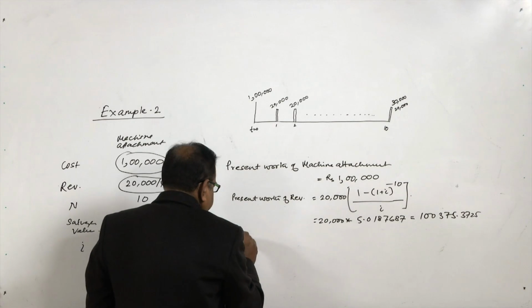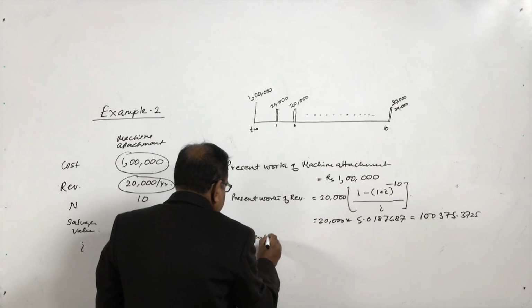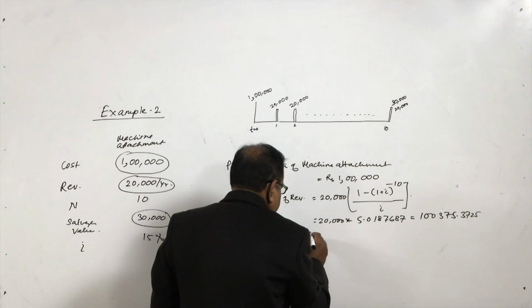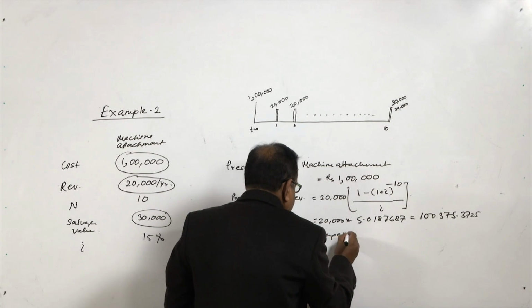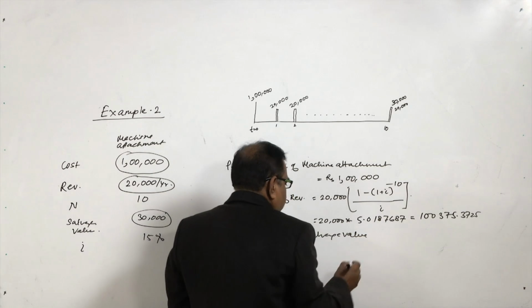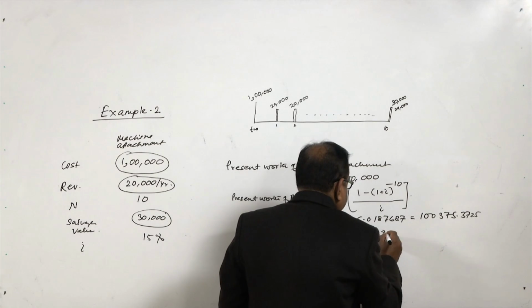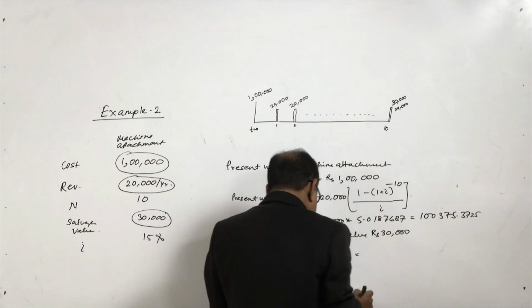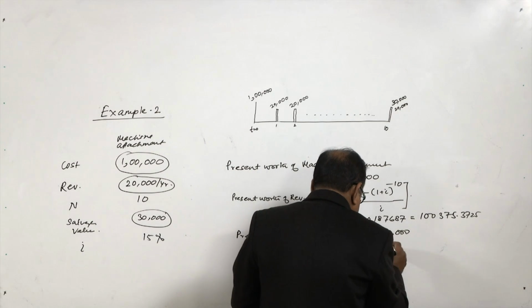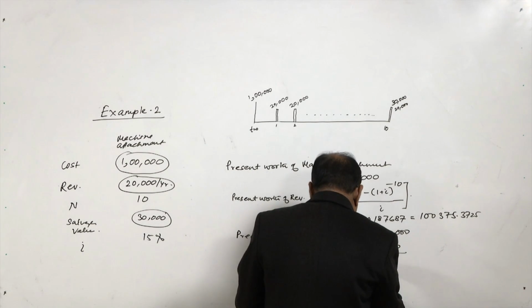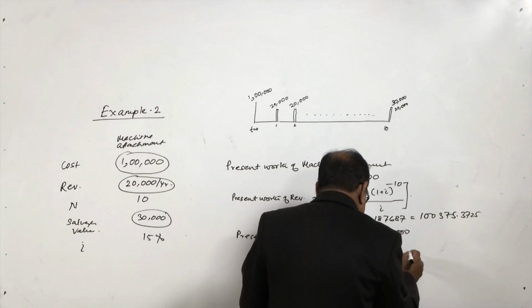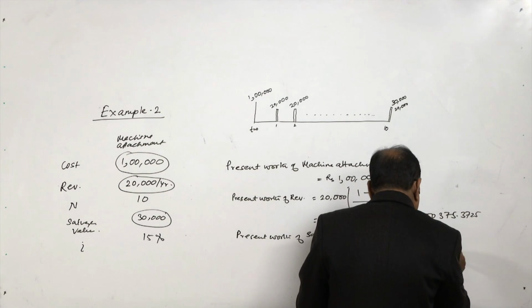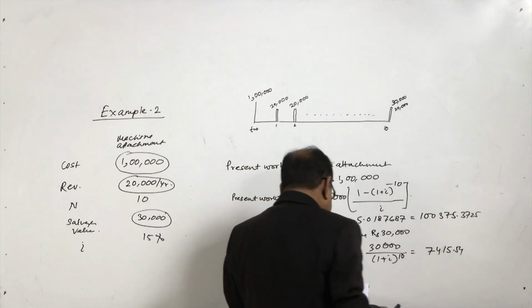Now, present worth of salvage value, rupees 30,000, is equal to 30,000 divided by (1 plus I) to the power 10. It comes out to be 7415.54.